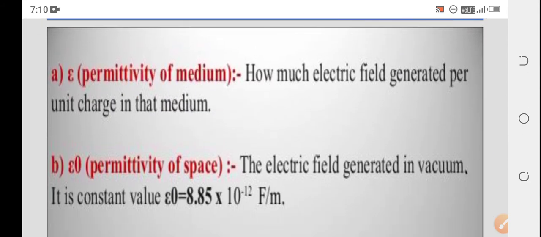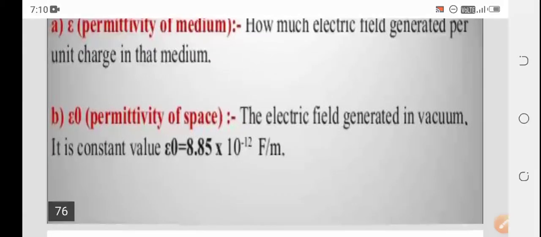permittivity. Permittivity in the medium, epsilon: how much electric field is generated per unit charge in the medium? What is permittivity in a medium? How much electric field is generated per unit charge in that medium? Epsilon naught: the electric field generated in vacuum, it is a constant. What is the value? 8.85 into 10 to the power of minus 12 farad per meter.